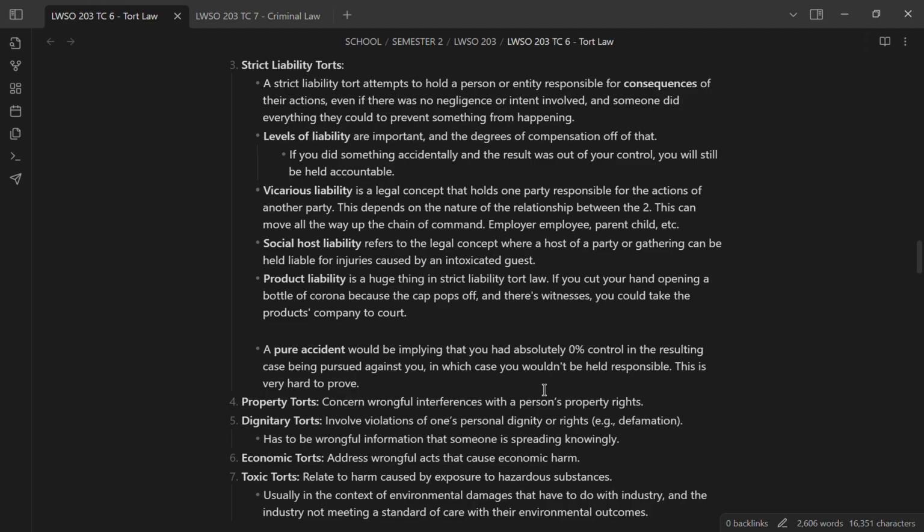And product liability. Product liability is a huge thing in strict liability. If you cut your hand opening a bottle of Corona because the cap pops off and there's witnesses, you and the witnesses together, you can take that product's company to court, and you can usually get some out of it.